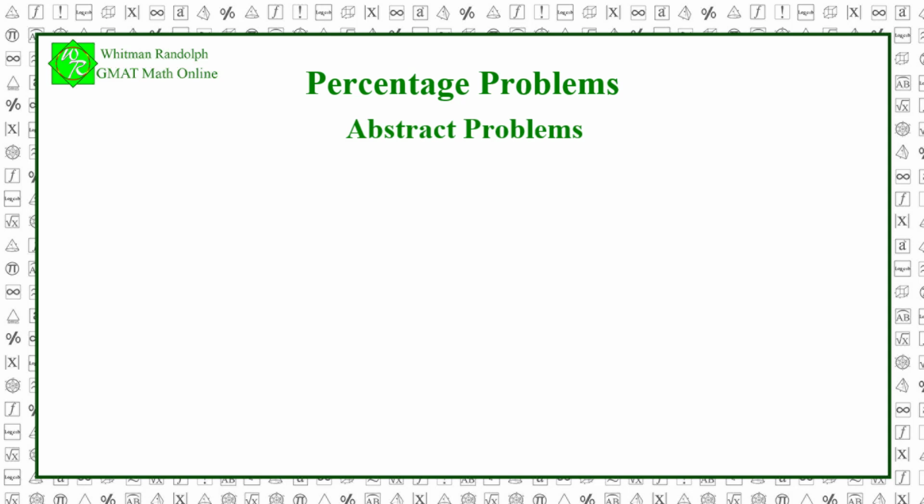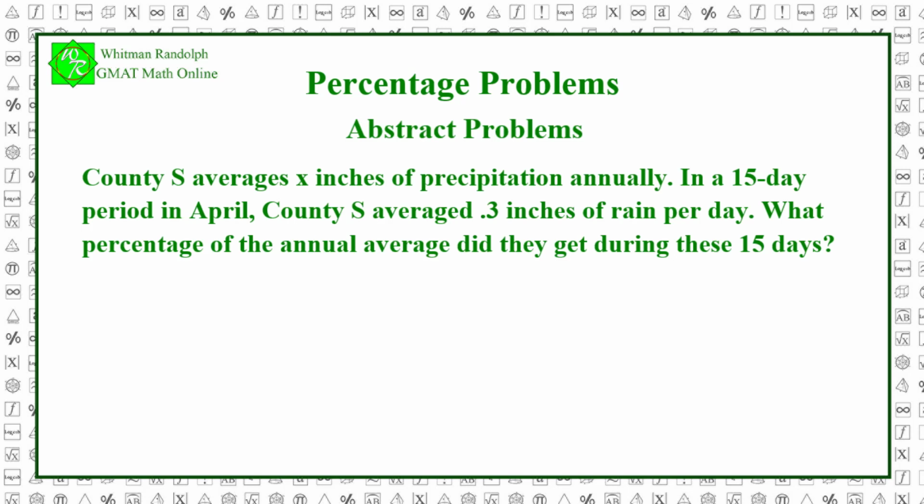In this case, we still must designate some variable as an unknown, and as before, we make it equal to the value we're seeking. But our unknown is determined by solving the equation in terms of the other variables. Here's a sample problem. County S averages X inches of precipitation annually. In a 15-day period in April, County S averaged 0.3 inches of rain every day. What percentage of the annual average did they get during these 15 days?